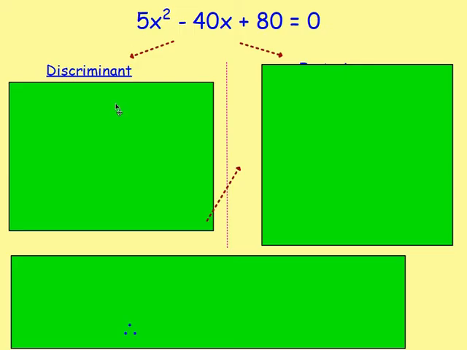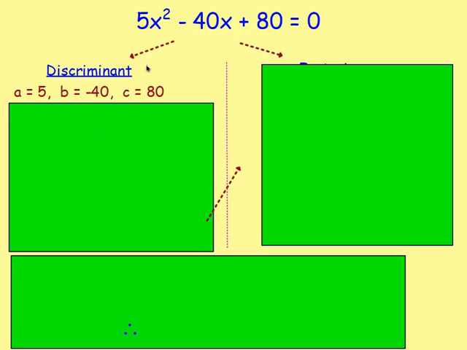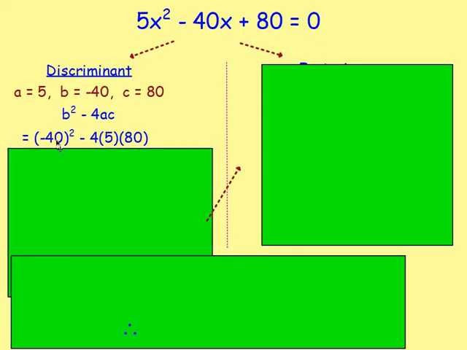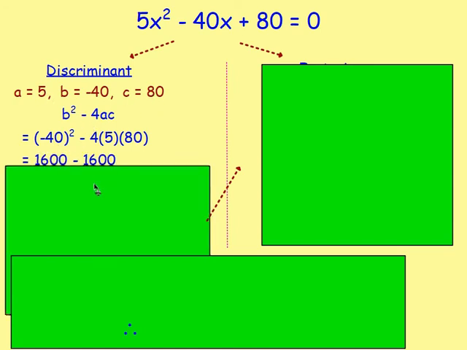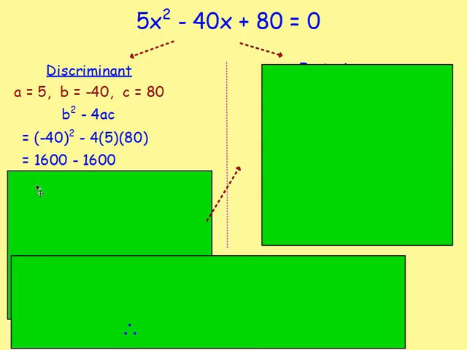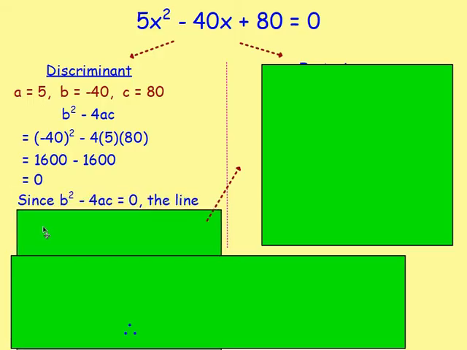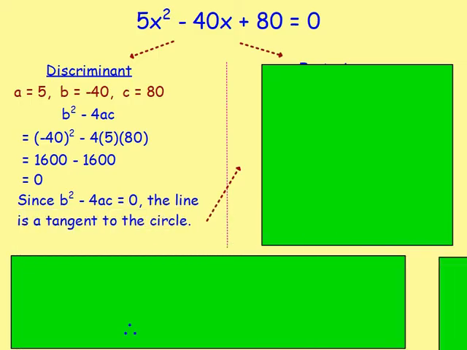So write down the coefficients of x squared, x, and your number that's on its own. So we've got 5, we've got negative 40, and we have 80. And work out the value of b squared minus 4ac. Subbing the values in, you'd have negative 40 squared minus 4 times 5 times 80, which will give us 1,600, take away 1,600, which is obviously 0. And what does that mean then? Well, it means that since b squared minus 4ac equals 0, the line is a tangent to the circle.